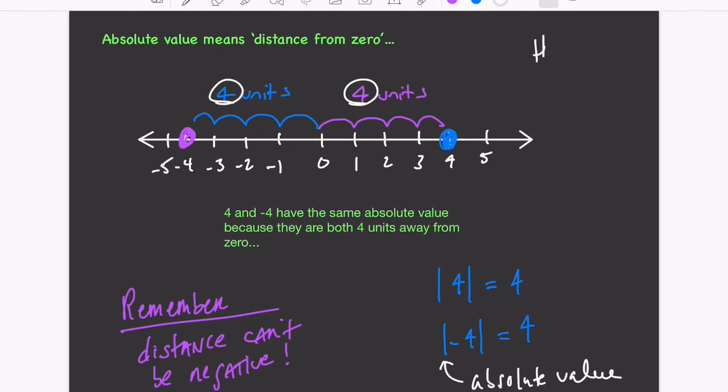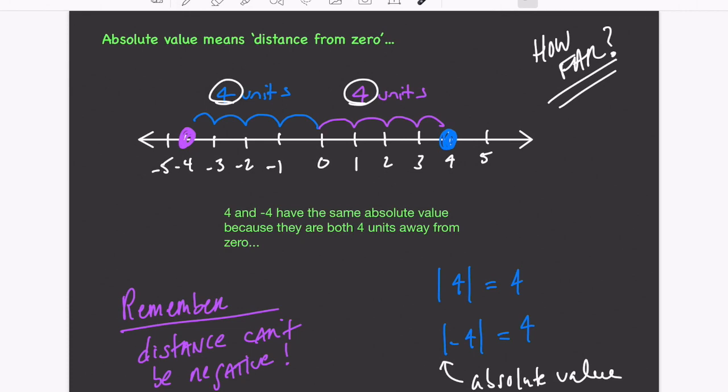All right, so absolute value, just think how far. And the answer to that question can't be negative. So how do we write that? Well, this little thing means absolute value. So that's showing me the absolute value of 4 is 4. And the absolute value of negative 4 is also 4 because they are both 4 units away from 0.